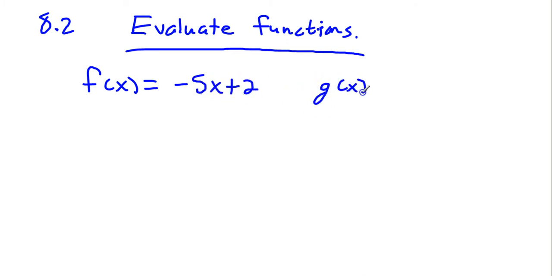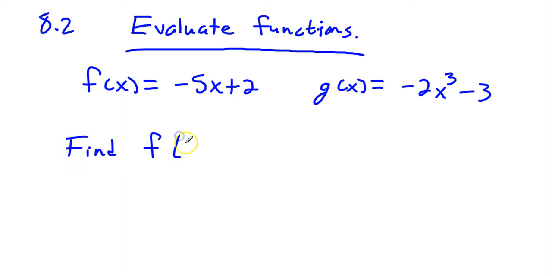And they'll tell you that f of x is negative 5x plus 2. G of x is going to be negative 2x to the third minus 3 or something like that. And then they're going to tell you, okay, find f of 7 and then g of 2 or something like that. They'll just pick some random numbers to plug in.